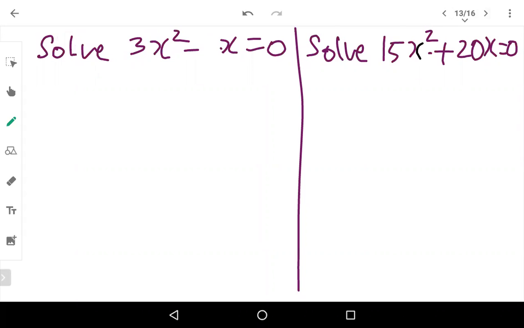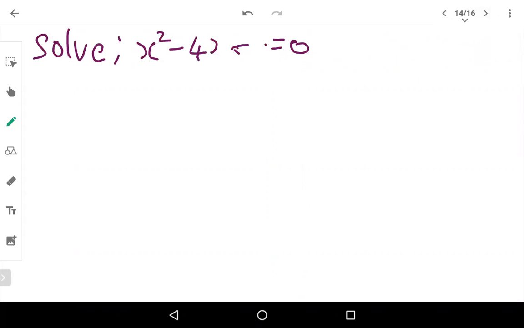Now, what we will do is, wait a second. Yeah, we will start from here. x square minus 4x plus 3 is equal to 0.